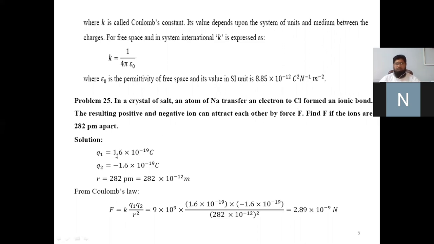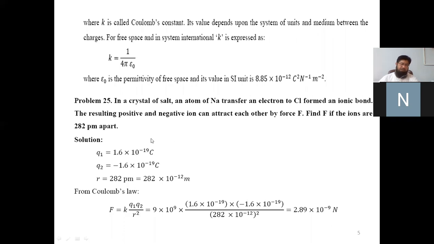Therefore, Q1 is equal to 1 electronic charge, whose magnitude is always 1.6 into 10 raised to power minus 19, and Q2 has magnitude minus 1.6 into 10 raised to power minus 19. These two charges are separated by a distance of 2.82 into 10 raised to power minus 10 meter. This is the distance between Na and Cl in the crystal, which is in angstroms in general. If we substitute these values in Coulomb's law, you will get the resultant force between Na and Cl equal to 2.89 into 10 raised to power minus 9 Newton.